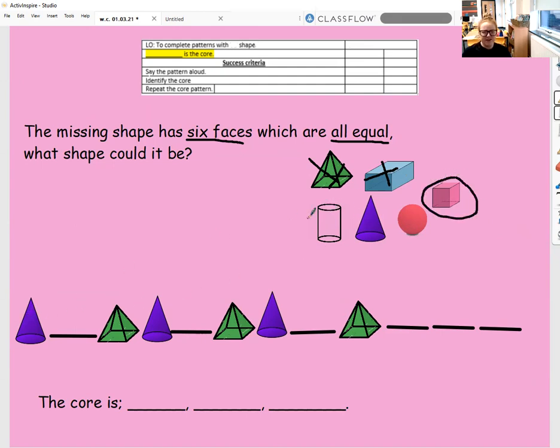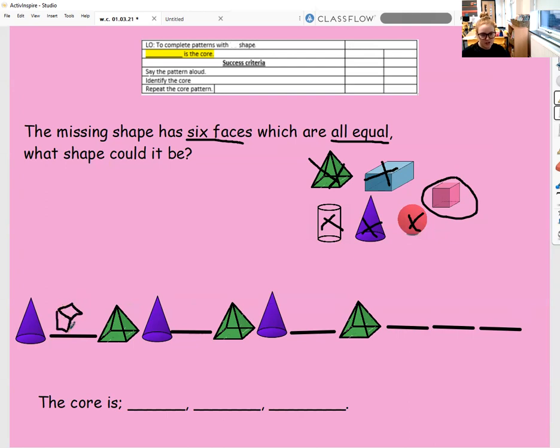Let's have a look at the rest of my shapes to make sure it's definitely the cube going in there. My cylinder has 3 faces, 2 are flat and 1 is curved. Could it be a cylinder? No, because my shape needs to have 6 faces. My cone has 2 faces. Could it be a cone? No, it could not be a cone. And my sphere has 1 face. Could it be a sphere? No, it cannot be a sphere. So my missing shape is a cube.